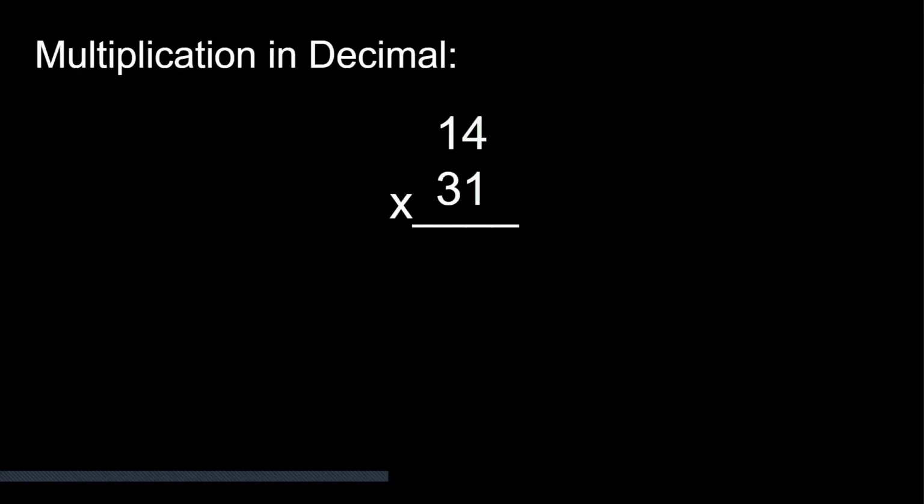multiply 4 and 1 to get 4, which goes in the ones place with no carrying. We then multiply 1 times 1 to get 1 in the tens place of our result. Then we do the same process with 3.